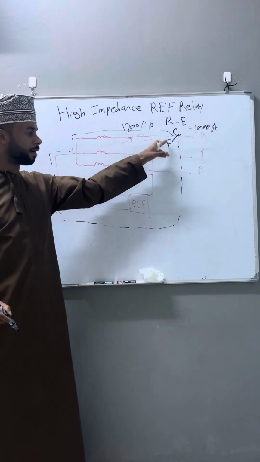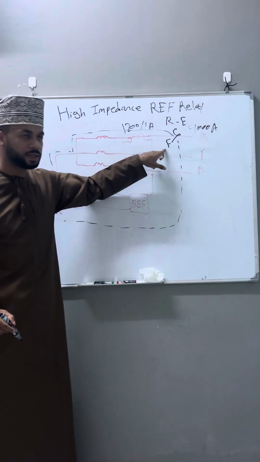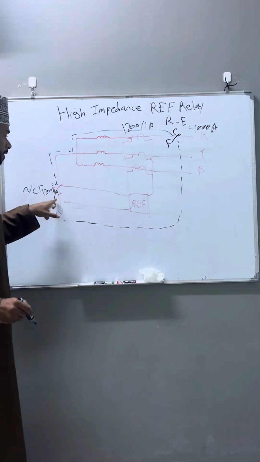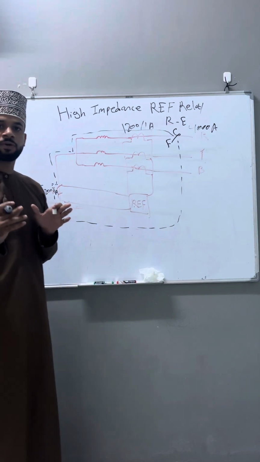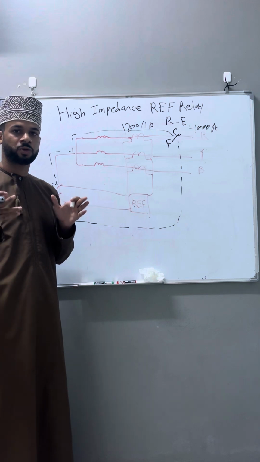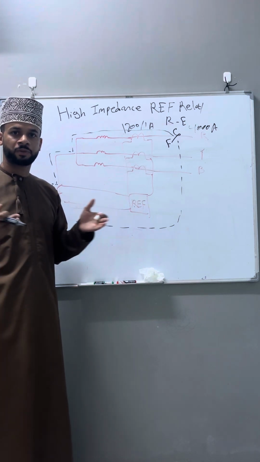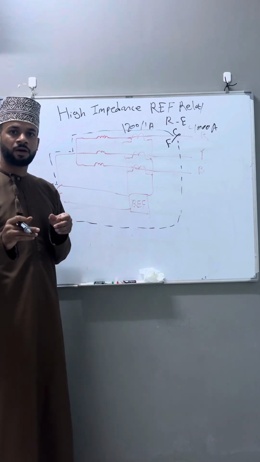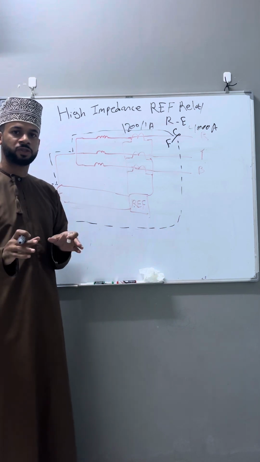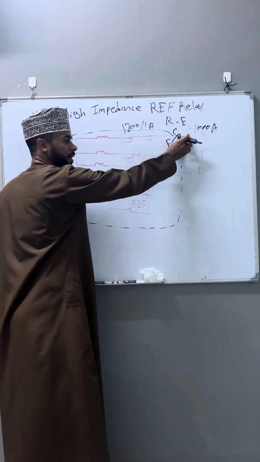So what will happen here? This CT, the R phase CT, will see this fault. Also the neutral CT will see the fault. And as you know, the REF protection works simply by Kirchhoff's law. The sum of entering and outgoing current will be equal to how much? 0. So the in and out current will be equal to 0. So assume here 4000 amp.